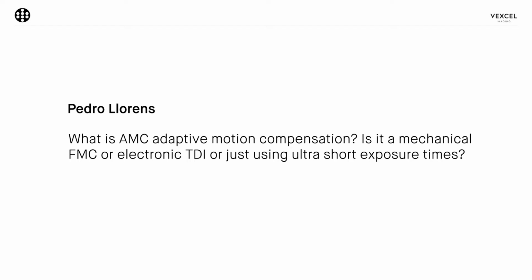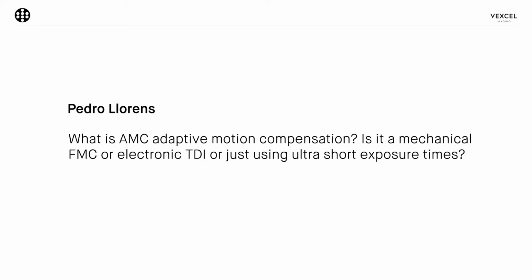What is AMC? What is adaptive motion compensation? Is it a mechanical FMC or electronic TDI, or just using ultra short exposure time? It's none of it. So we are not using a mechanical FMC, as the effort to move a CMOS reliably is huge, and this would introduce mechanical components into the camera, which are bound for wear and tear. Electronic TDI is currently not yet possible with CMOS technology, so it's also not electronic TDI.